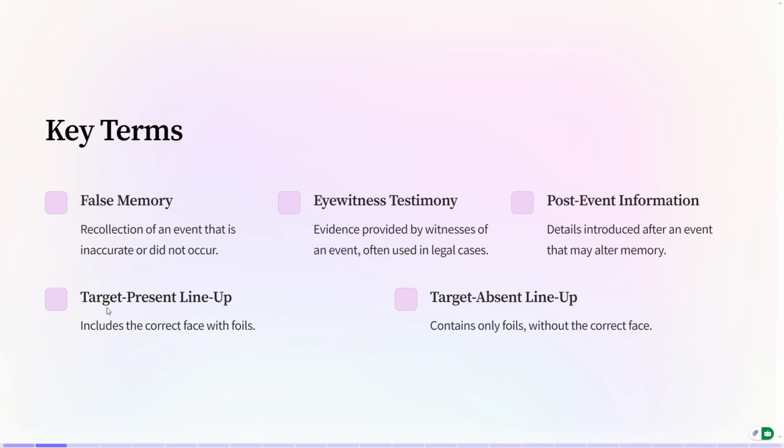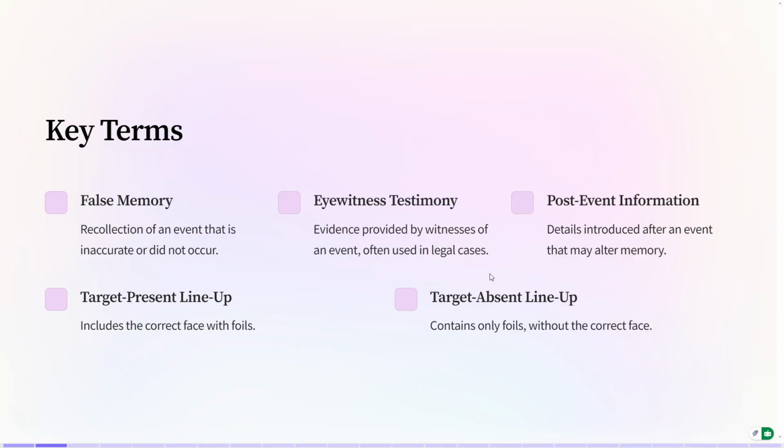Target present lineup. This is when you have a lineup, like a list or a group of people, where you have to identify who is the culprit, who violated the crime or who committed the act, okay? And then if the culprit is present in the lineup, like the group of people, maybe 5 or 4, if he's there, then that's the target present.